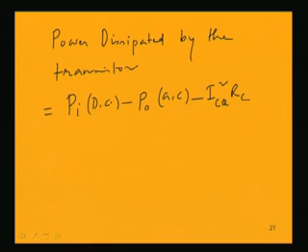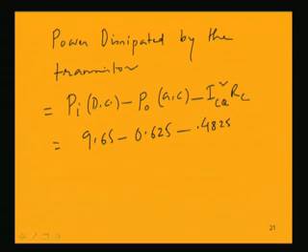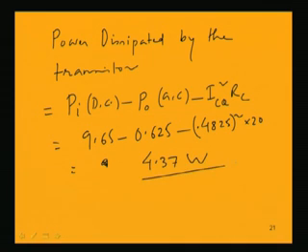So, now DC input is 9.65, AC power what we will be getting finally is 0.625 watts only. If we find this, 0.4825 square into 20, this value will come to 4.37 watts. You just check this value. That means power dissipated by the transistor as heat is 4.37 watts, and it is not a small value.